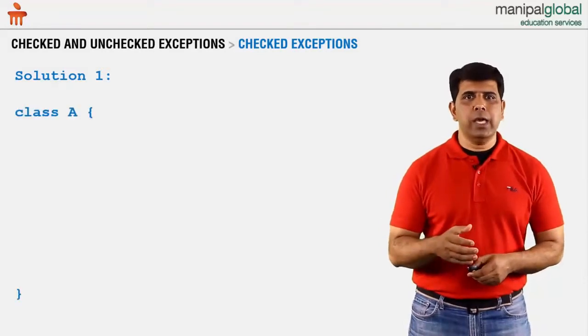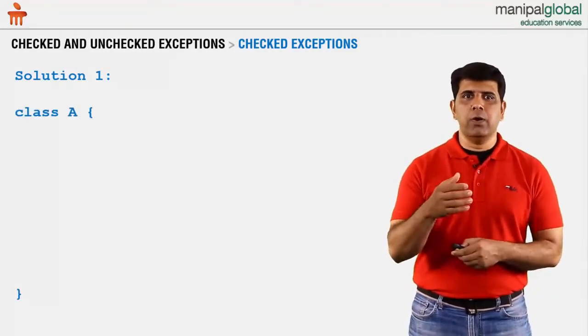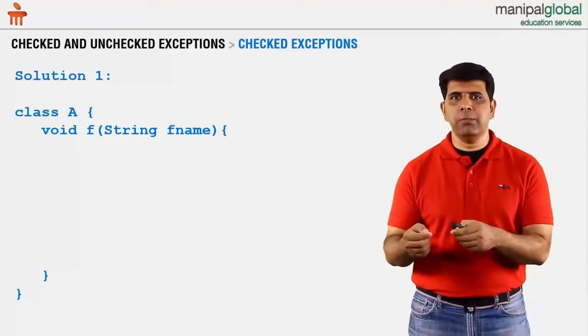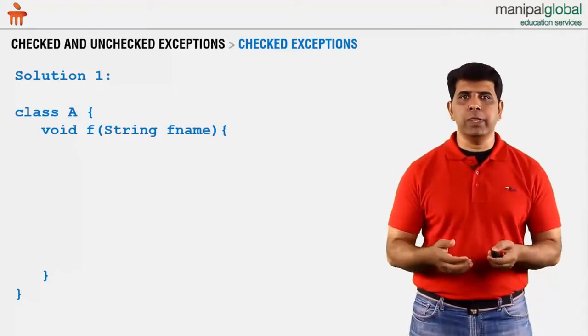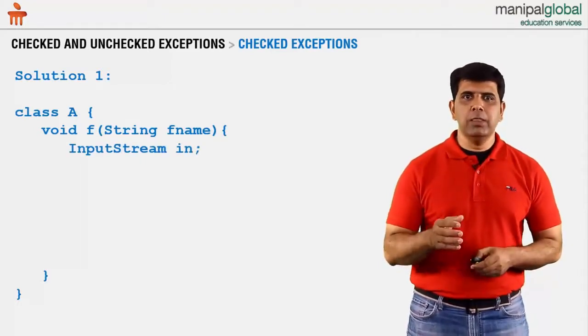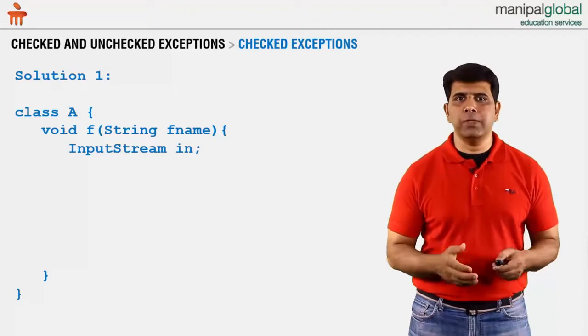Let's look at class A redefined. Now I have a method f which takes an input string name, the file name, and now we want to open this. I create a variable in of InputStream type. Now I need to initialize that with an object.